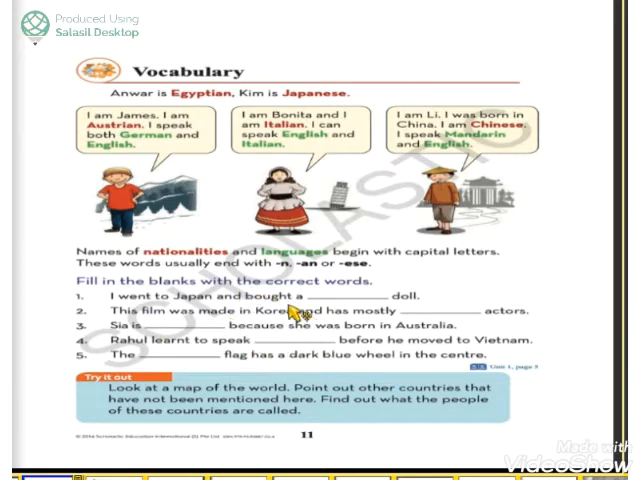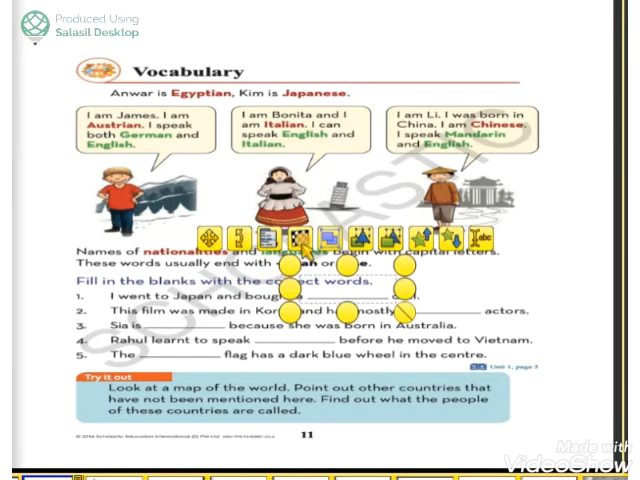Do you remember we talked about nationalities and languages that begin with capital letters, and these words usually end with AN, and ESE. Let's start with the question. Fill in the blanks with the correct words. Number 1. I went to Japan and bought a Japanese doll. I went to Japan. So what is the nationality of Japan? Yes, Japanese. Excellent. This is number 1.